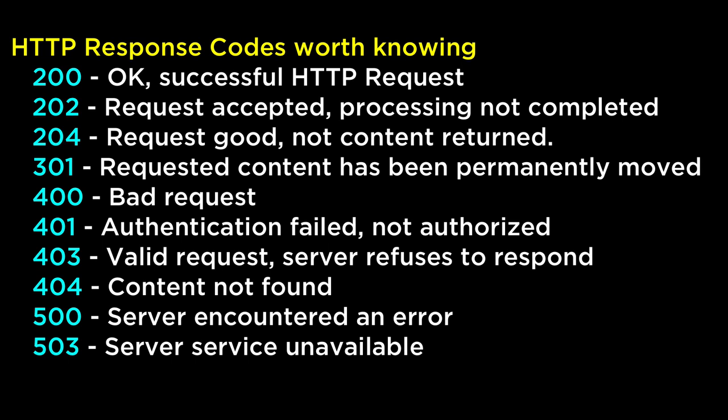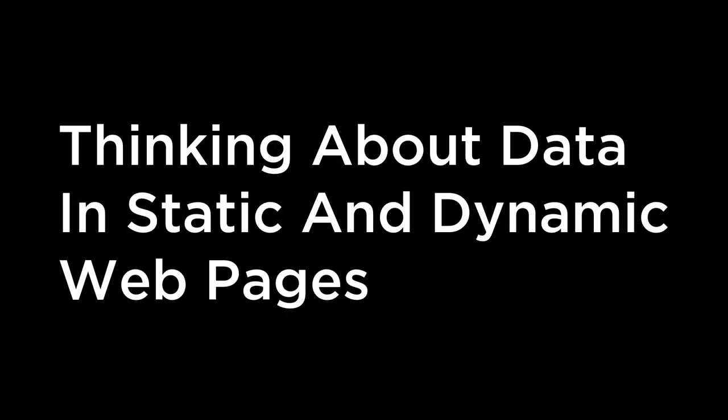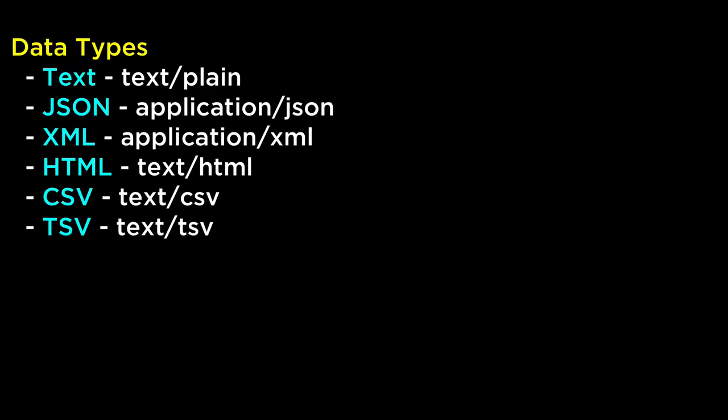For the most part, since these videos have been about doing data visualization with D3, it means we will be visualizing the data that was returned. Next, let's talk about data in static versus dynamic web pages. Thinking about data in static and dynamic web pages. These are the 6 main types of data mime types that we deal with when working with D3.